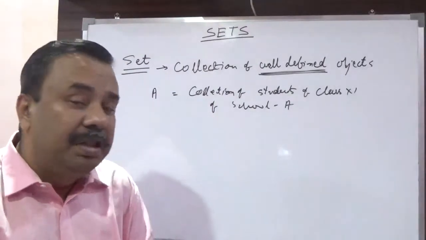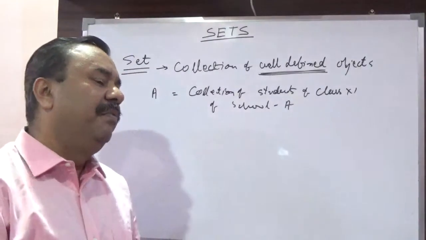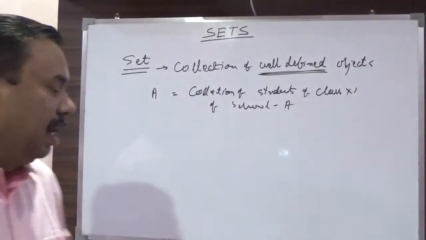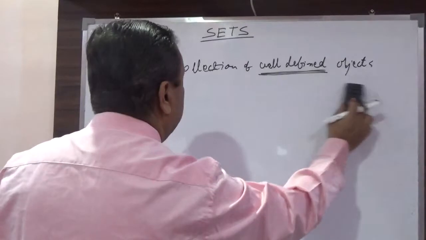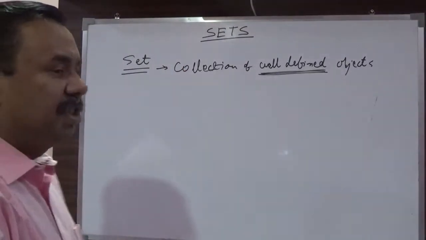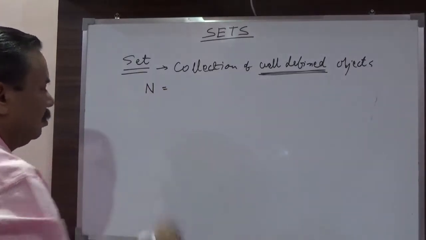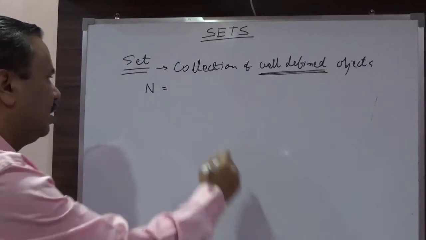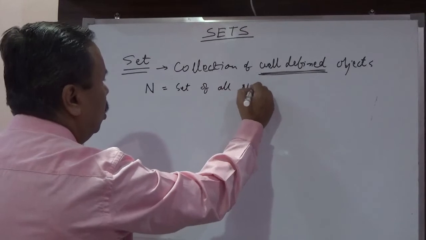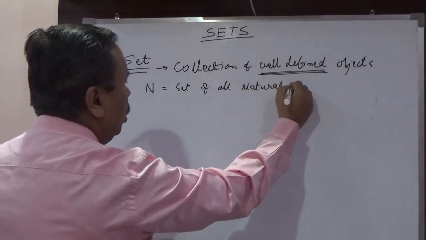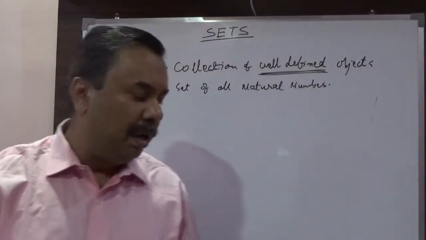Now there are some standard sets which we have been using in different topics and different subjects. There are some standard representations. For example, whenever I say N, this is the set or collection of all natural numbers.